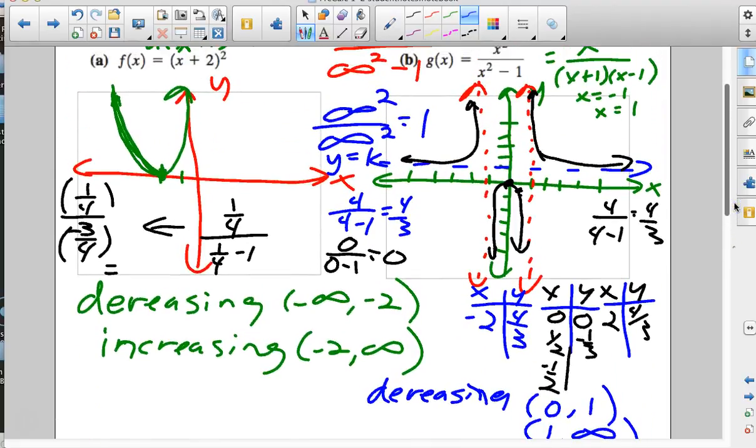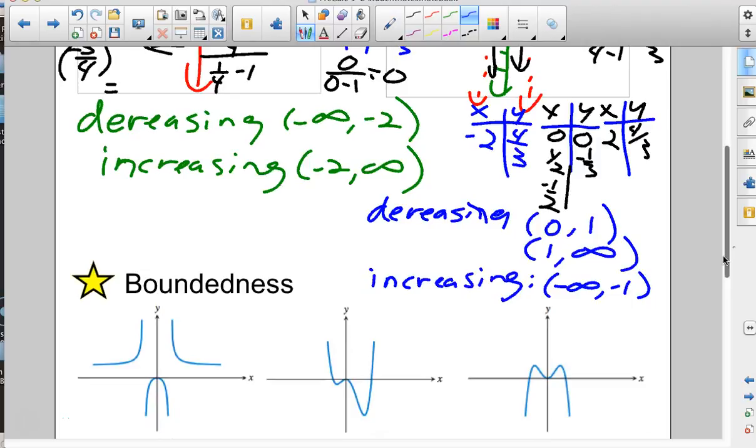Any other part where this graph is going up? Yep. Here it is. We break that into pieces so we can see what's going on, and those pieces are called intervals. We look at them over an interval.